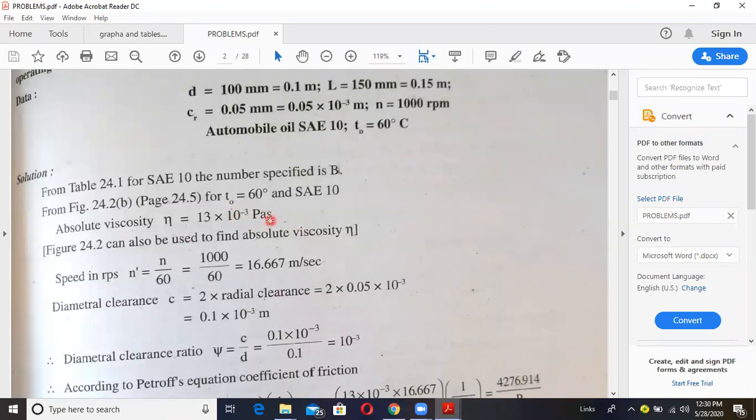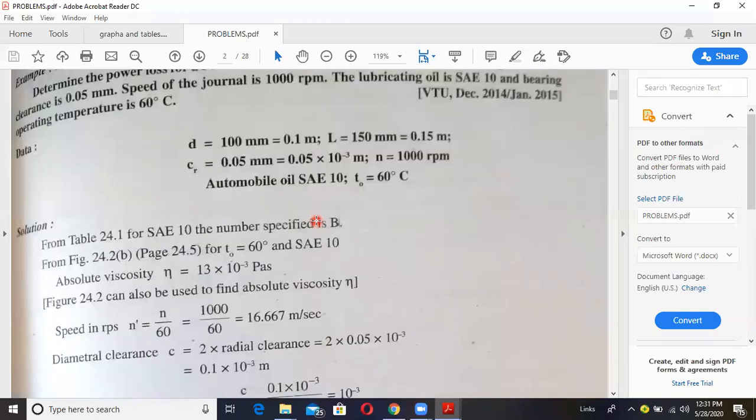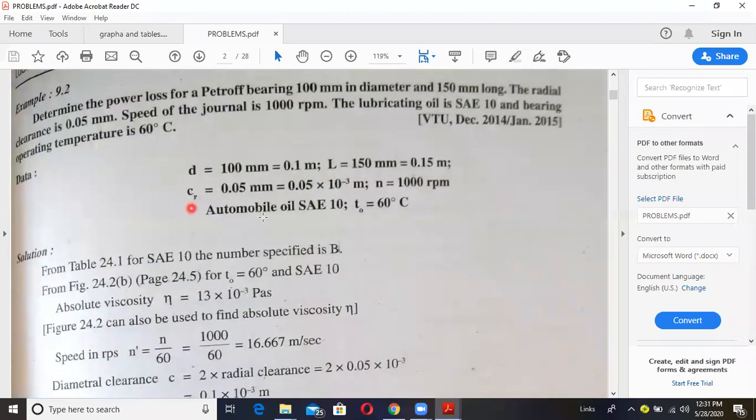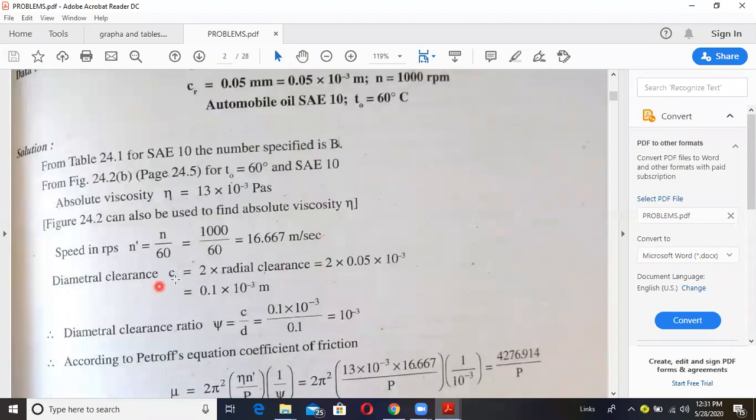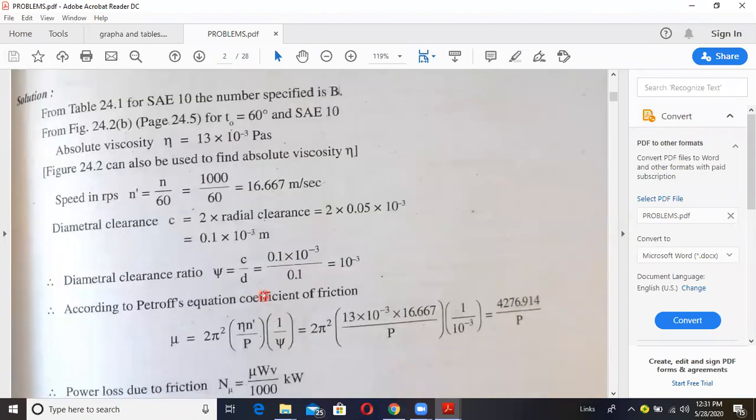Now after calculating eta, since next they have given the radial clearance, we are going to calculate the diametrical clearance. Capital C is equal to 2 times the radial clearance. We got the radial clearance. Then we are going to calculate the speed in RPS. N dash is equal to N divided by 60. So these are the 3 unknowns we are going to find out. Then the diametrical clearance ratio xi is equal to C divided by D.